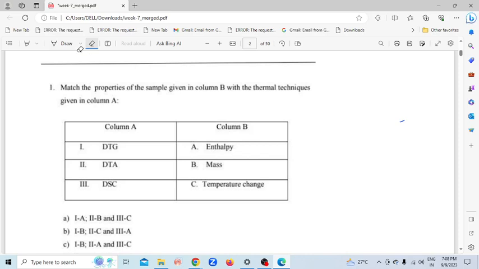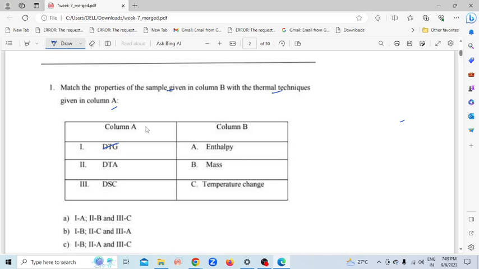So the first question is: match the property of the sample given in column B with the thermal techniques given in column A. So DTG we have already discussed. It is differential thermogravimetry.